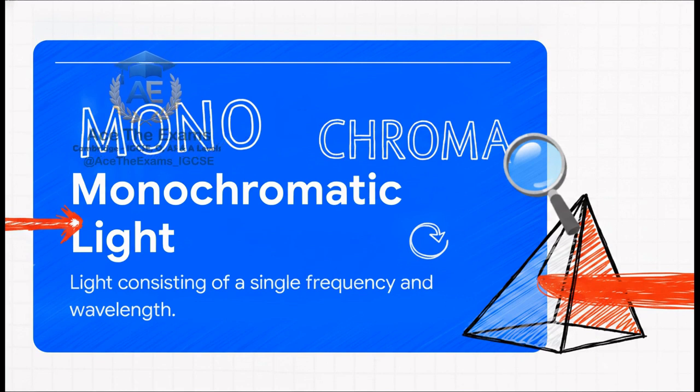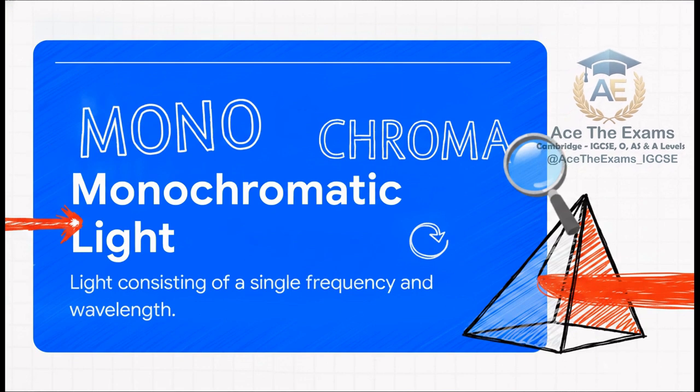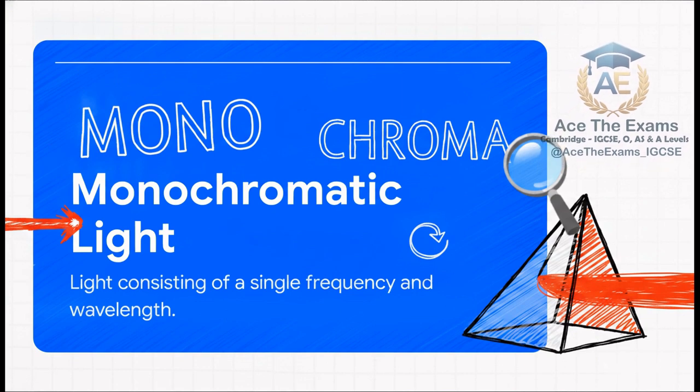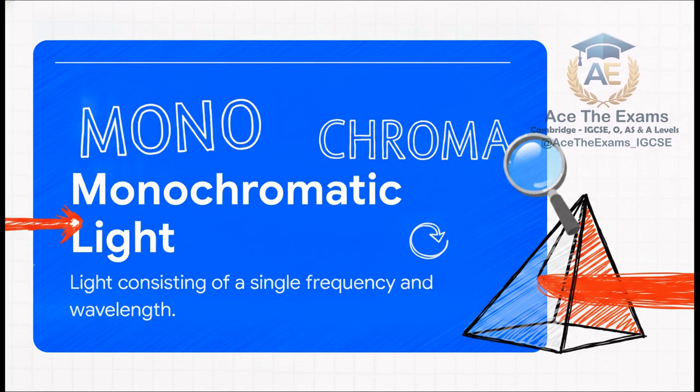Establishing this foundational definition is a mandatory first step before we introduce any complexity. When a question asks you to define monochromatic light, if you just say light of one color, you're going to lose the mark. The examiners want the rigorous scientific definition, single frequency and single wavelength. That is the code you need to write to get the mark.